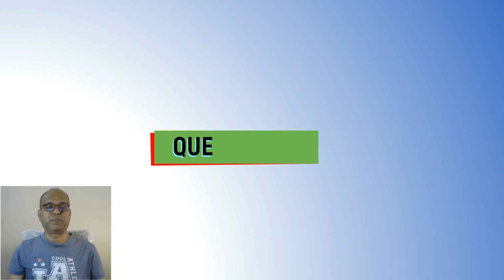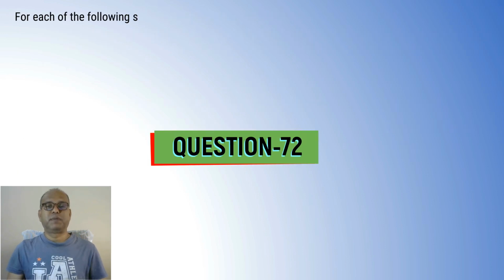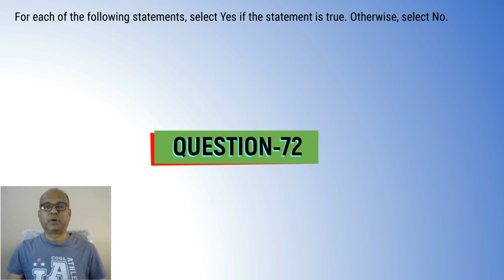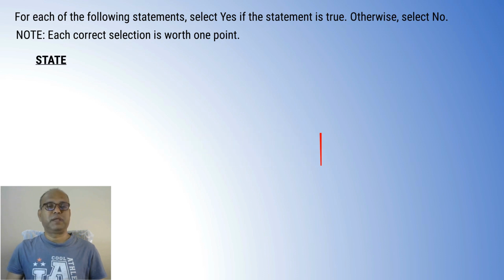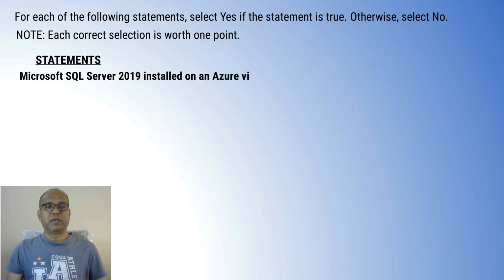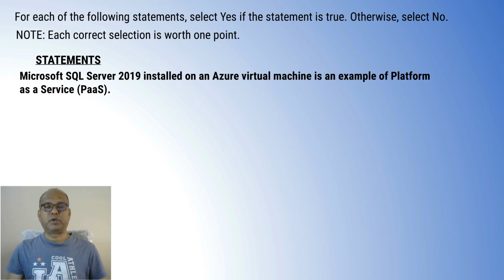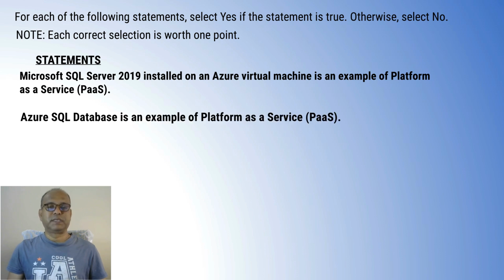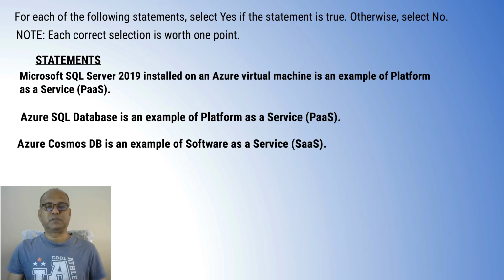Next question. Question number 72. For each of the following statements, select yes if the statement is true, otherwise select no. Note: each correct solution is worth 1 point. Statements: Microsoft SQL Server 2019 installed on an Azure virtual machine is an example of Platform as a Service (PaaS). Azure SQL database is an example of Platform as a Service (PaaS). Azure Cosmos DB is an example of Software as a Service (SaaS).